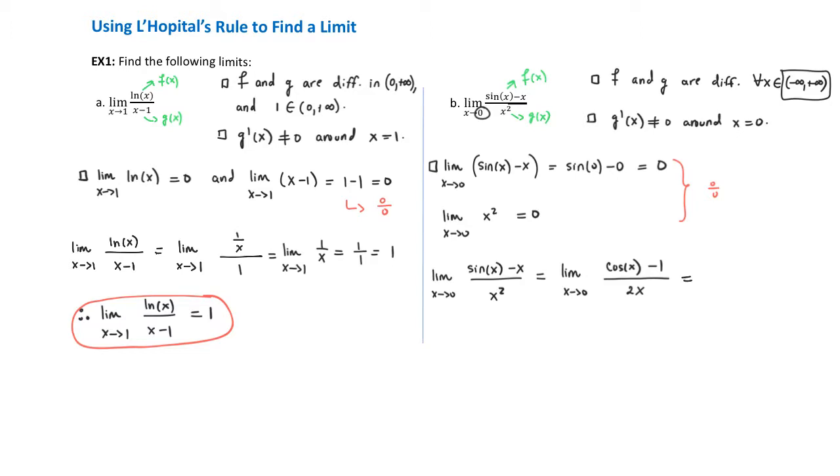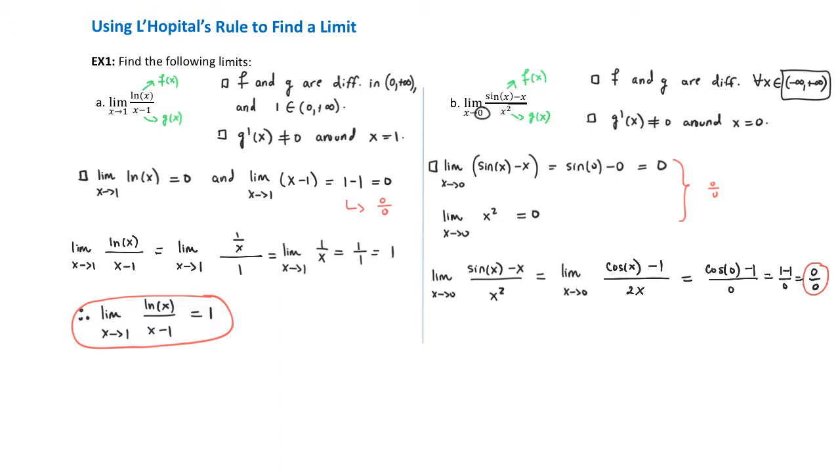And if I now try to plug in 0 for x, I am going to have cosine of 0 minus 1 over 2 times 0, which is 0. This gives us 1 minus 1 on top over 0, 0 over 0. And this is showing that we get, again, an indeterminate form of 0 over 0. So then it is possible to use L'Hopital's rule a second time around.